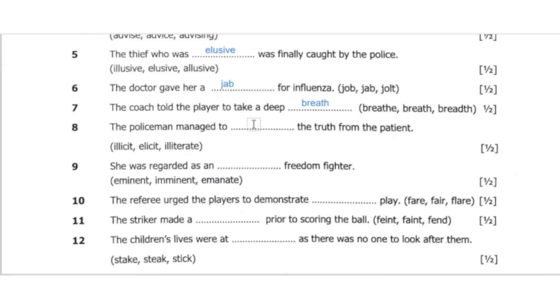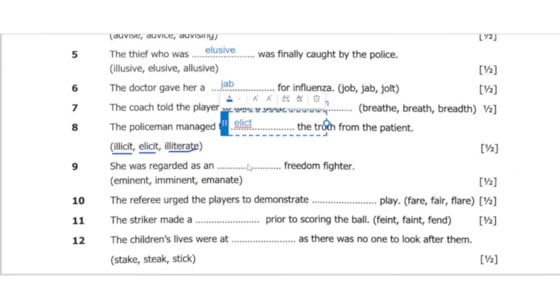Okay, we come to: the police managed to dash the truth from the patient. The police managed to dash the truth from the patient. So when you talk about illicit, how can I define it? Illicit drugs, like illegal drugs, something like that. Then when you talk about illiterate, this is not being literate, so not being able to read and write. Then the correct one, to get information, is elicit, the truth. So you see this one here, elicit, so that is the correct word.